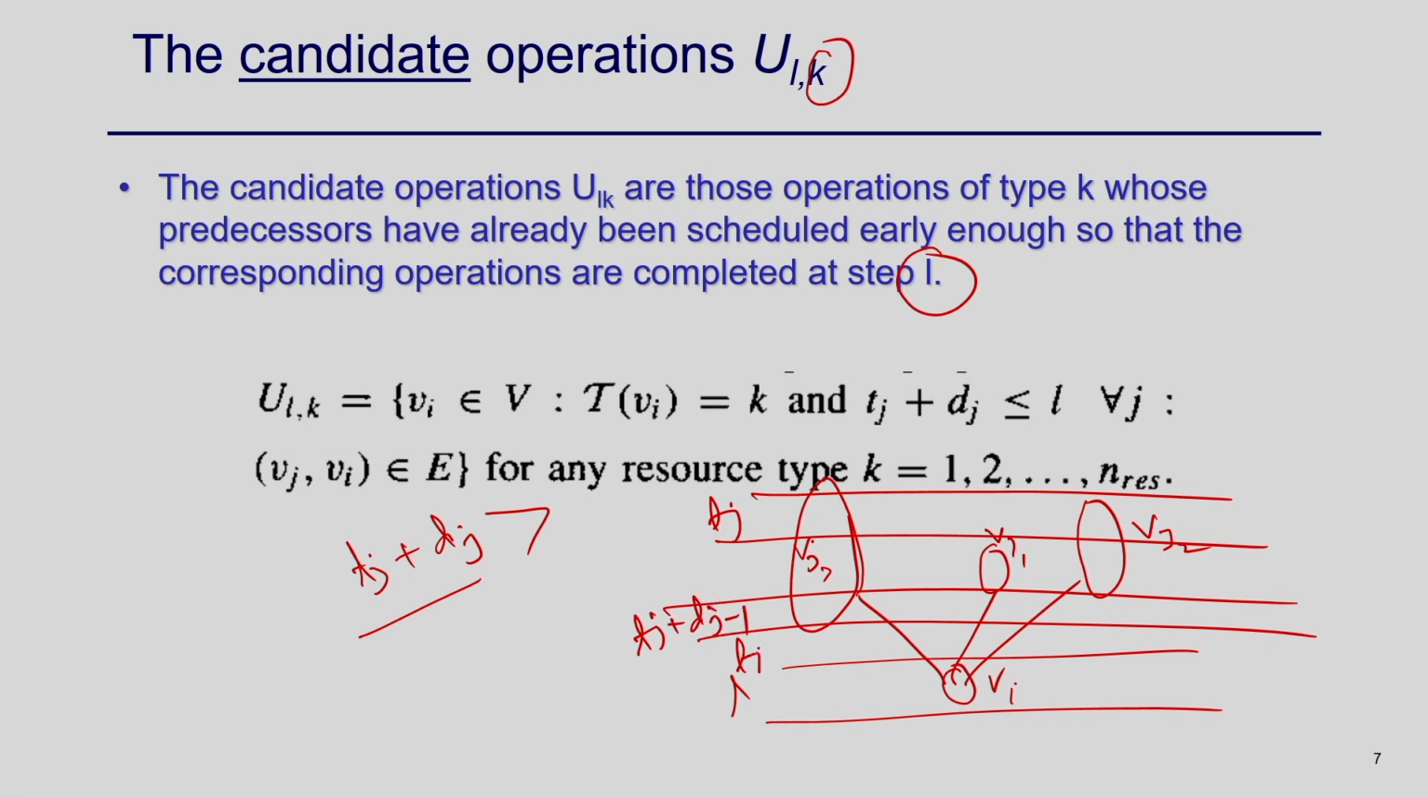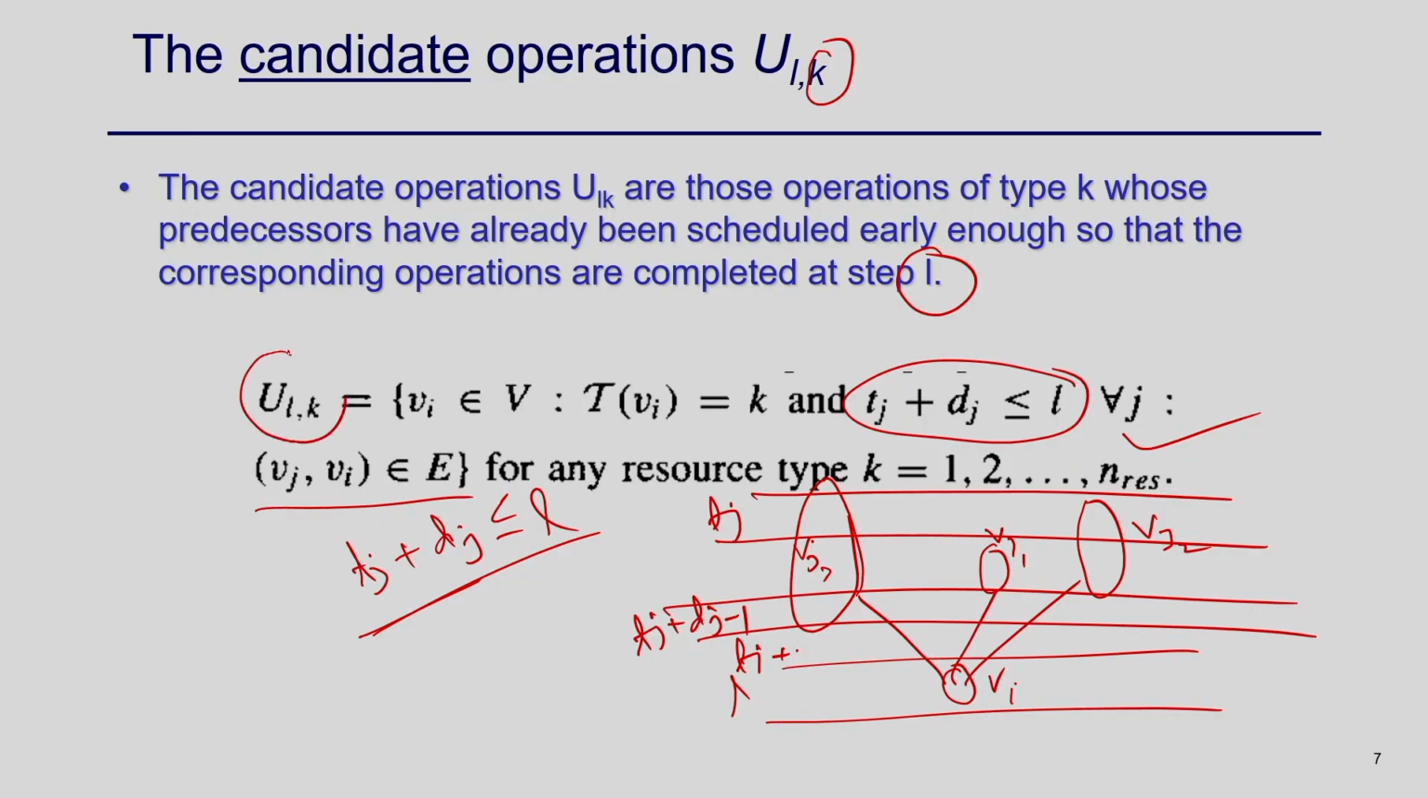So, from Tj plus Dj I am ready. So, Tj plus Dj must be less than or equal to L. This is the rule, and this is true for all j which are the predecessors of the current node. At a high level, I have to see which nodes are the predecessors of Vi, what nodes it depends on, and make sure that all the previous nodes have already completed their execution. That means now I can schedule Vi.